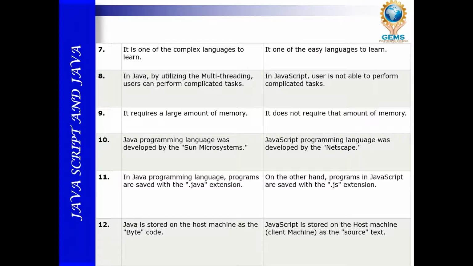It is one of the complex languages to learn. Which one? Java is one of the complex languages to learn. But one of the easy languages to learn, which one? JavaScript is a very easy language to learn.